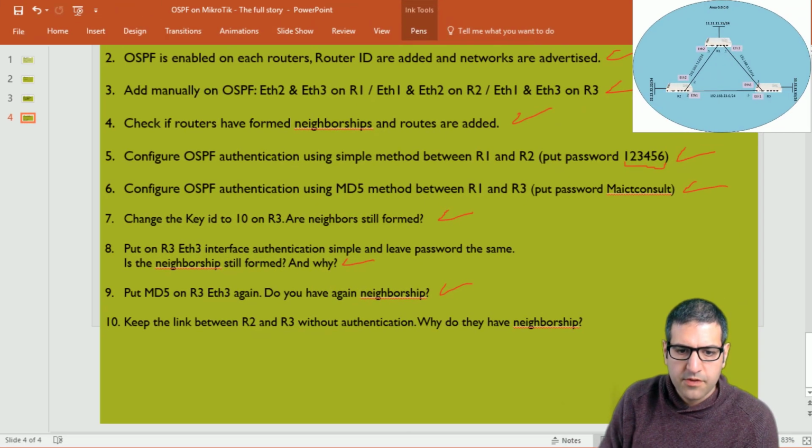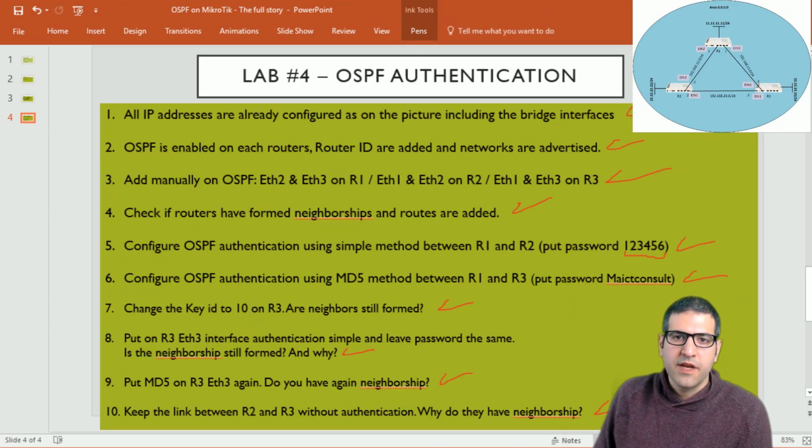Okay, so this point also is done. So the lab for the OSPF authentication on MikroTik routers is completely done. Now I hope you enjoyed it, and I'll see you in the upcoming lecture.